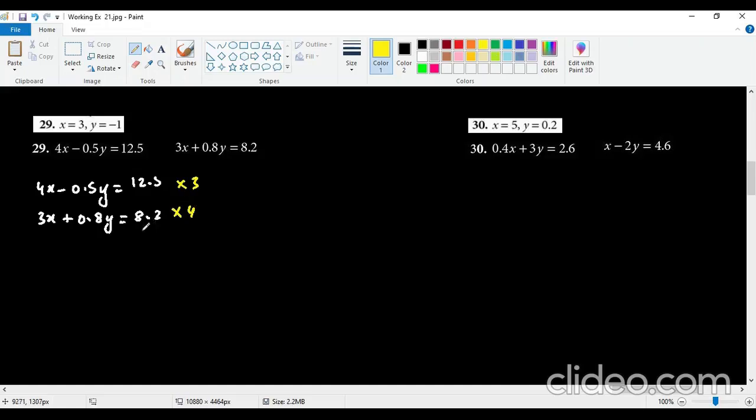So the first one is going to give us 12x minus 1.5y equals 37.5. Second equation is going to become 12x plus 3.2y equals 32.8. I will just rewrite 32.8.